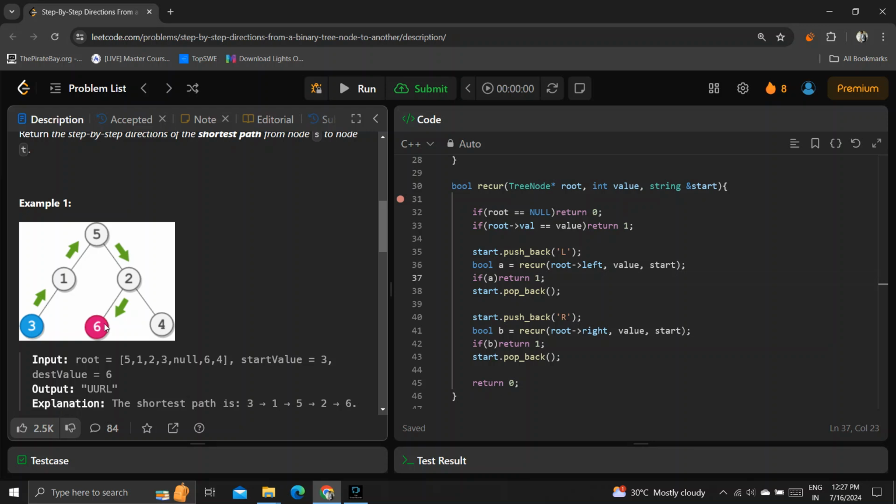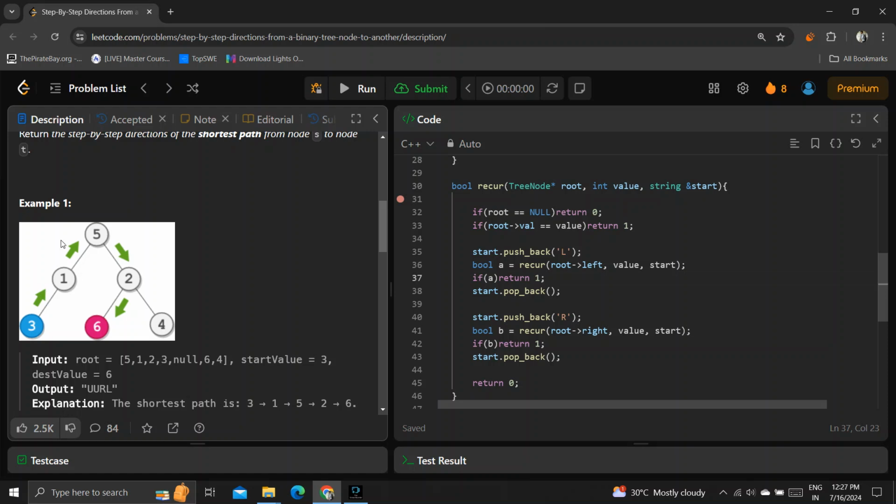We have got the answer here, so we will return 1. So 1 will be here. When we receive 1, we simply return it. We do not move towards the right. So basically we will again return 1 from here. So the string holds L and R. Our start string holds LL and our destination string has R and L.